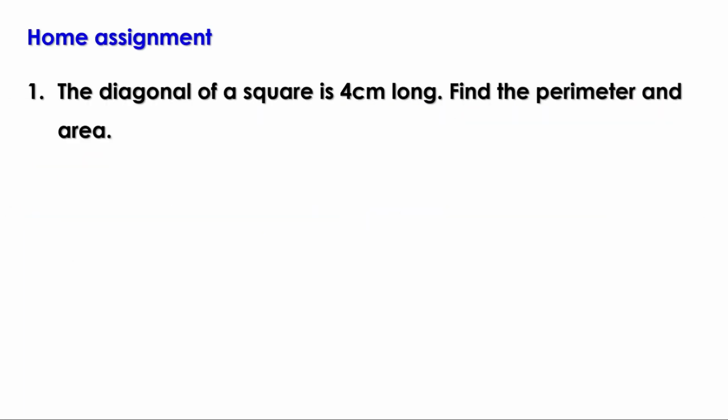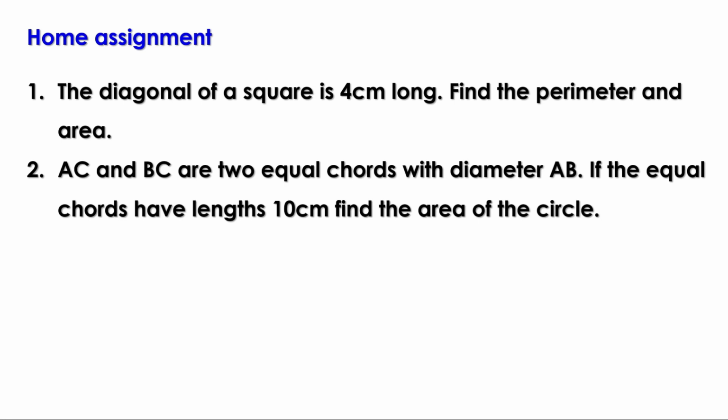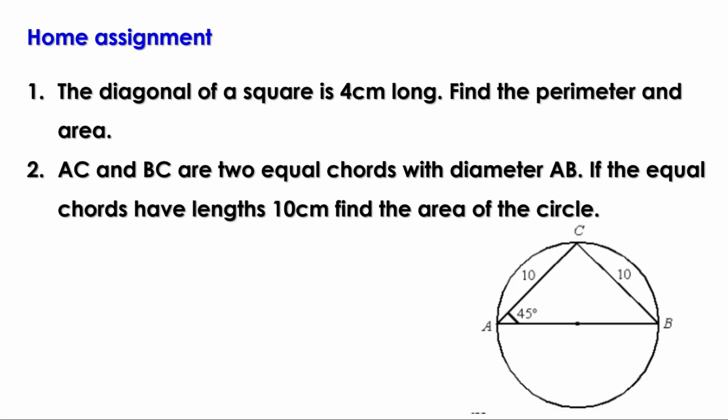Now there are some homeworks. The diagonal of a square is 4 centimeter long. Find the perimeter and area. Second problem. AC and BC are two equal chords with diameter AB. If the equal chords have length 10 centimeter, find the area of the circle.